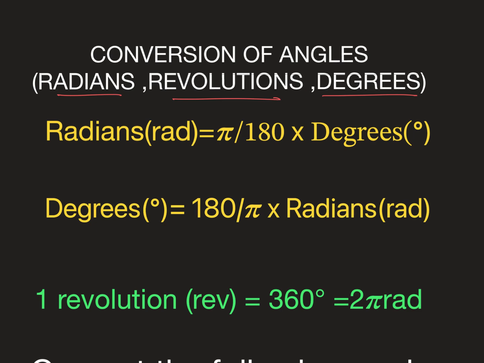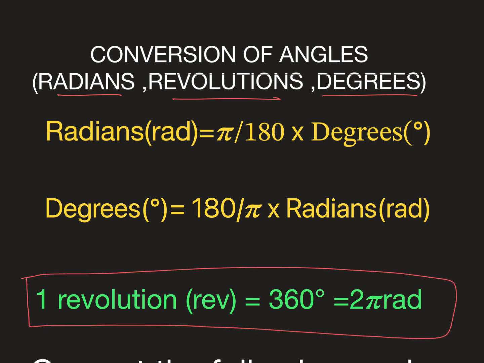I would not like you to stress yourself in trying to memorize the formulae that you can use for conversions, but I would like you to remember this relationship here. That is, one revolution is equal to 360 degrees is equal to 2 pi radians. If you remember this, you will be able to do conversions of different angular displacements. We will now move on to solve problems.